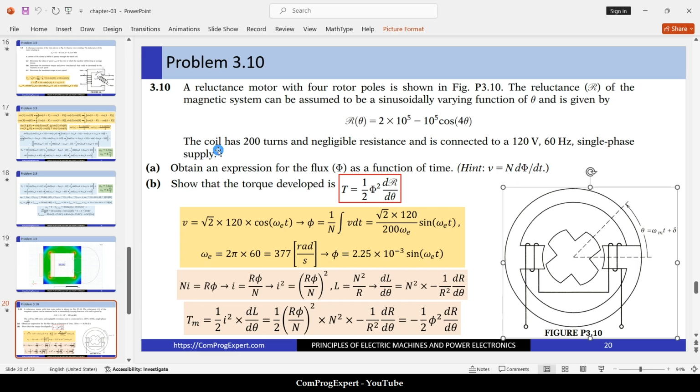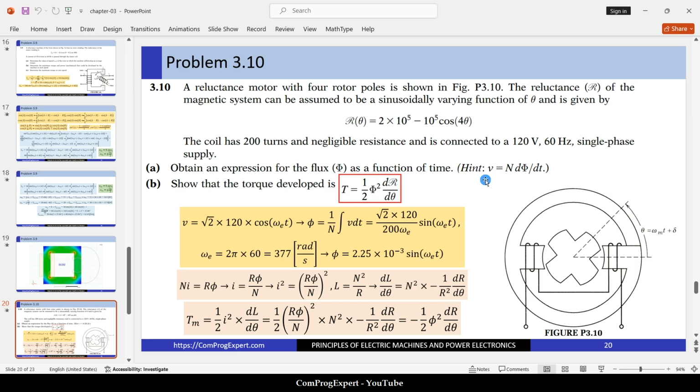Anyway, the coil has 200 turns and negligible resistance, and is connected to a 120 volt, 60 hertz single phase supply. Yes, we can neglect the coil resistance and we know the RMS value of the voltage applied to this coil. Part A: obtain an expression for the flux phi as a function of time.